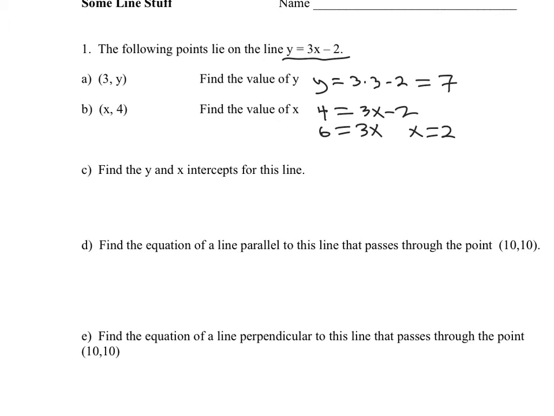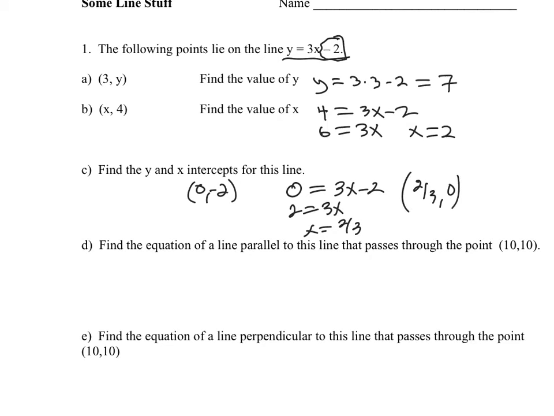The x and y intercepts. The y-intercept clearly is (0, negative 2), because we have the y equals mx plus b form. Then to find the x-intercept, we replace y with 0 and solve, and that gives us 0 equals 3x minus 2, 2 equals 3x, so x is equal to 2/3, and the intercept then is (2/3, 0).